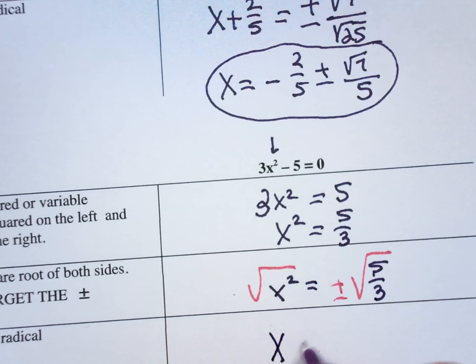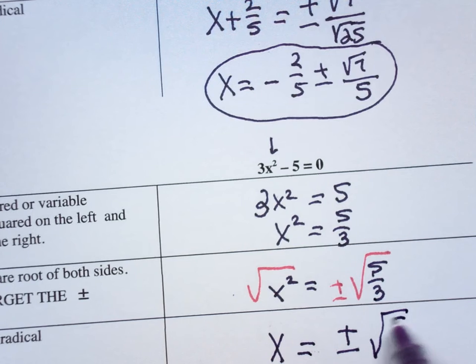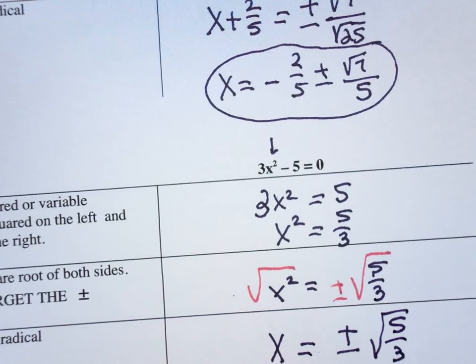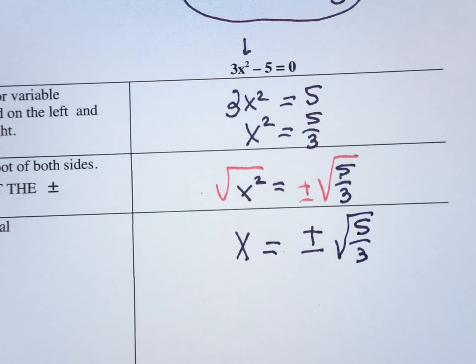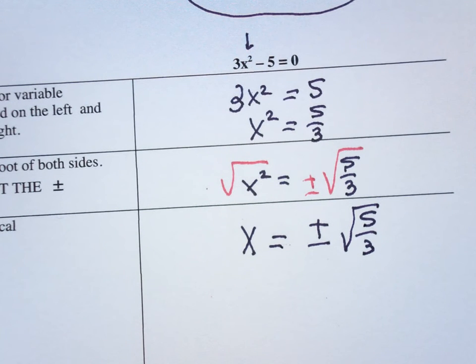The square root of x squared is x, equals plus or minus the square root of 5/3. Now, by the way, there's absolutely nothing wrong with that answer. I can take the square root of 5/3 to 9 decimal places. Nothing wrong with that answer. Nothing. But do you think your book will have that answer?